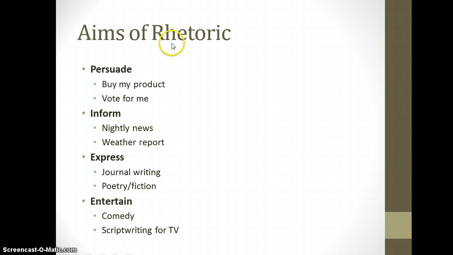Some aims of rhetoric, aims of communicating, are to persuade, which would be buy my product or vote for me. To inform, which would be your nightly news or your weather report. To express, which would be your journal writing, your fiction writing. And to entertain, which might be more comedy or script writing for TV.